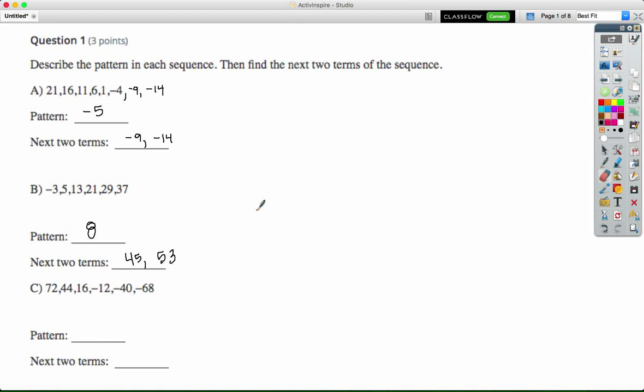The last one, it's jumping quite a good distance. If I can't see the difference, I can work backwards and try and find out how much it went down each time. So I see that 44 minus 72 tells me it's going down 28 every time. 16 minus 4 confirms that. It's going down minus 28 each time. So if I continue that pattern, negative 68 minus 28 gives me negative 96. And then negative 96 minus 28 gives me a negative 124.